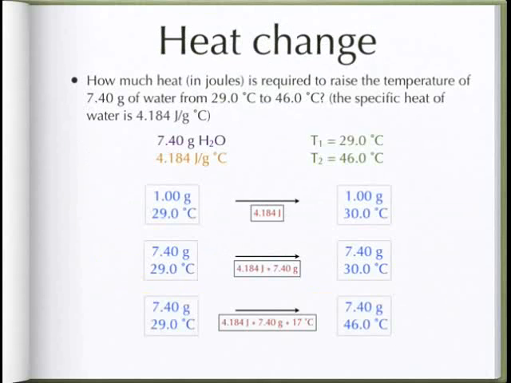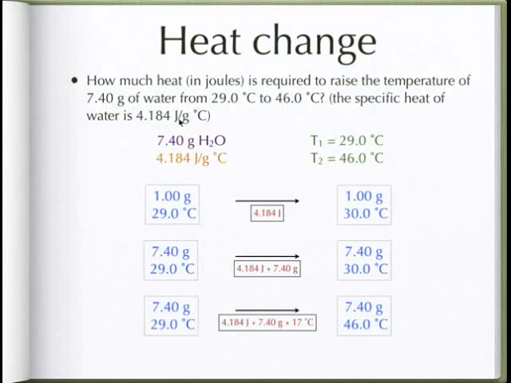On our next slide, we're taking a look at some numbers associated with these temperature changes. Here's our question: how much heat in joules is required to raise the temperature of 7.40 grams of water from 29 degrees Celsius to 46 degrees Celsius? We need to know first that the specific heat of water is 4.184 joules per gram degree Celsius. So for every 1 gram of water, if we want to heat it 1 degree Celsius, we have to input 4.184 joules of energy.